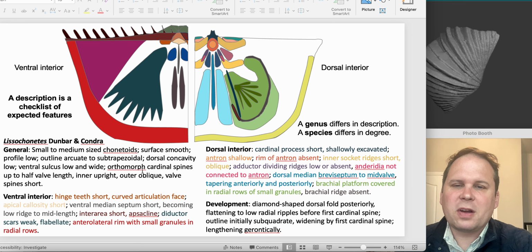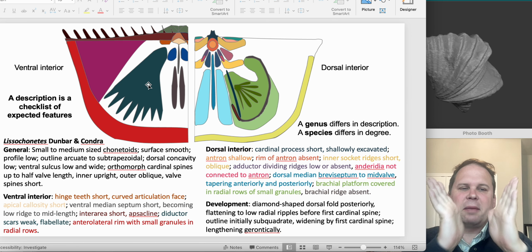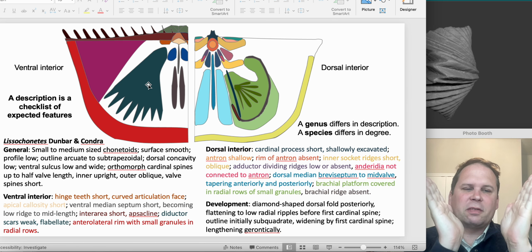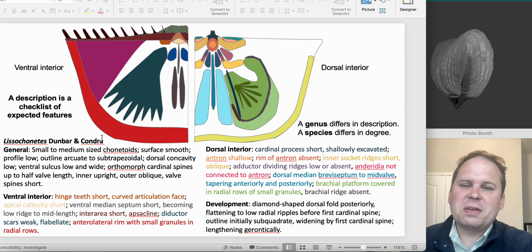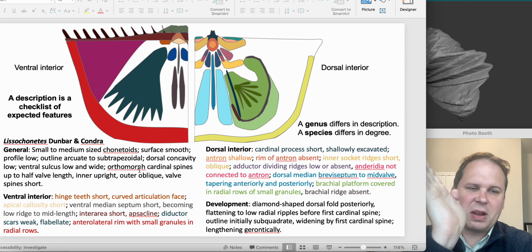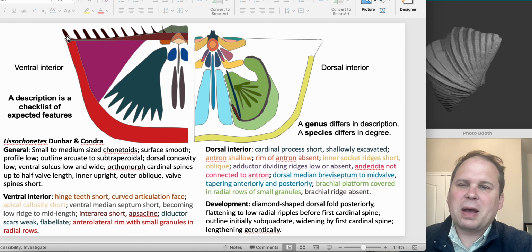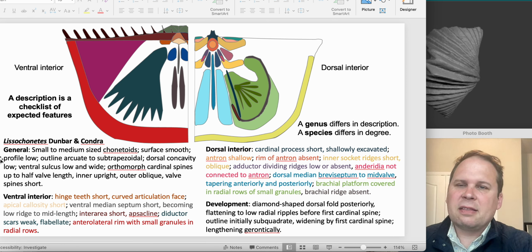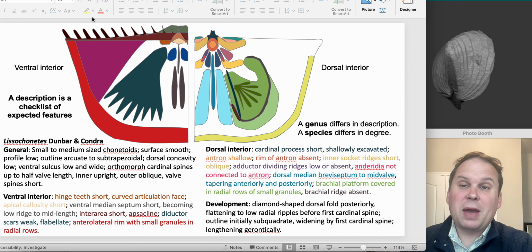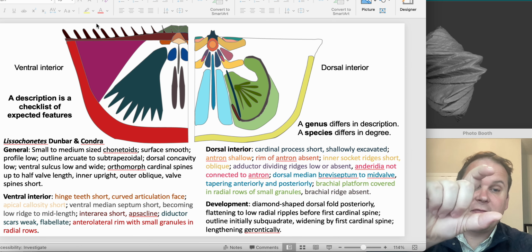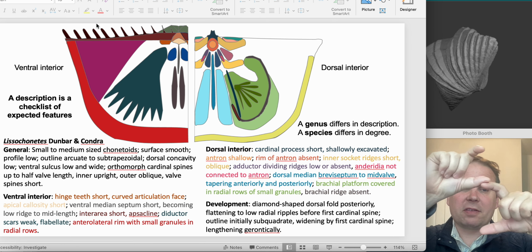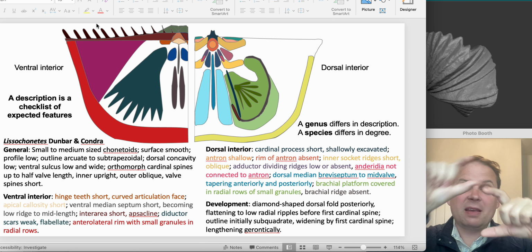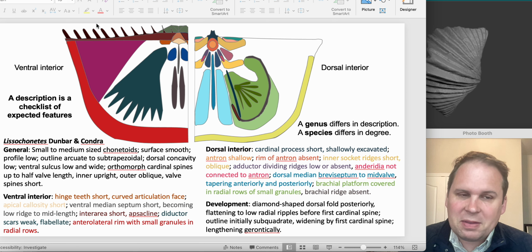Orthomorph. So we're talking about the spines. And sometimes spines curve and sometimes spines are straight. And so if they're straight, we say they're orthomorph. Straight shaped. Cardinal spines are the spines that run along the hinge. And they can be up to half as long as the valve itself, like the entire shell. So if the shell's this big, the spines will actually be that big if you can find them intact.